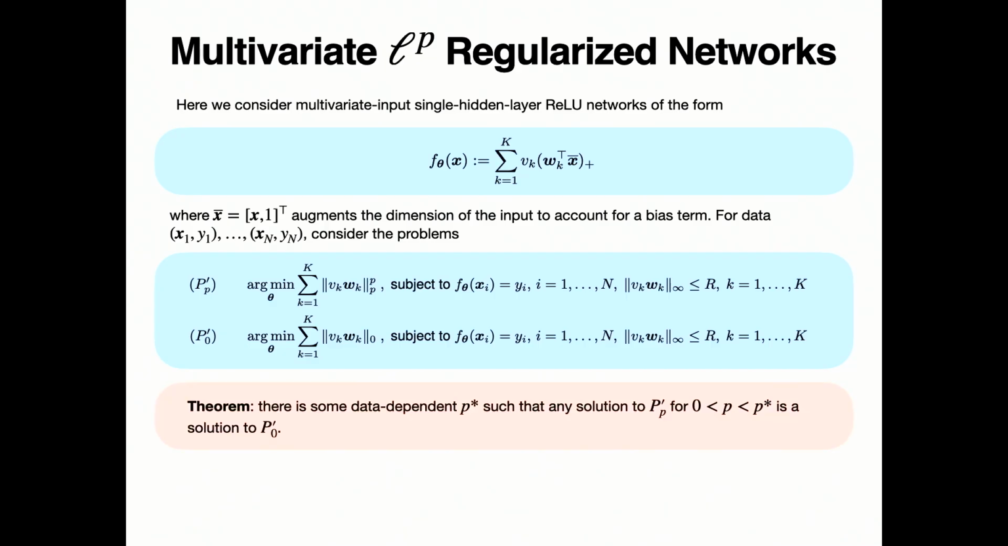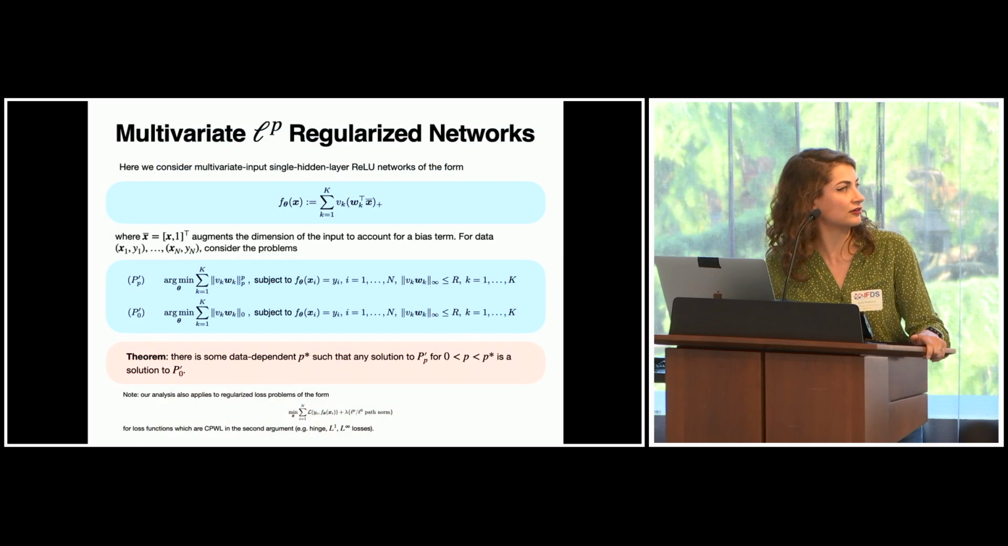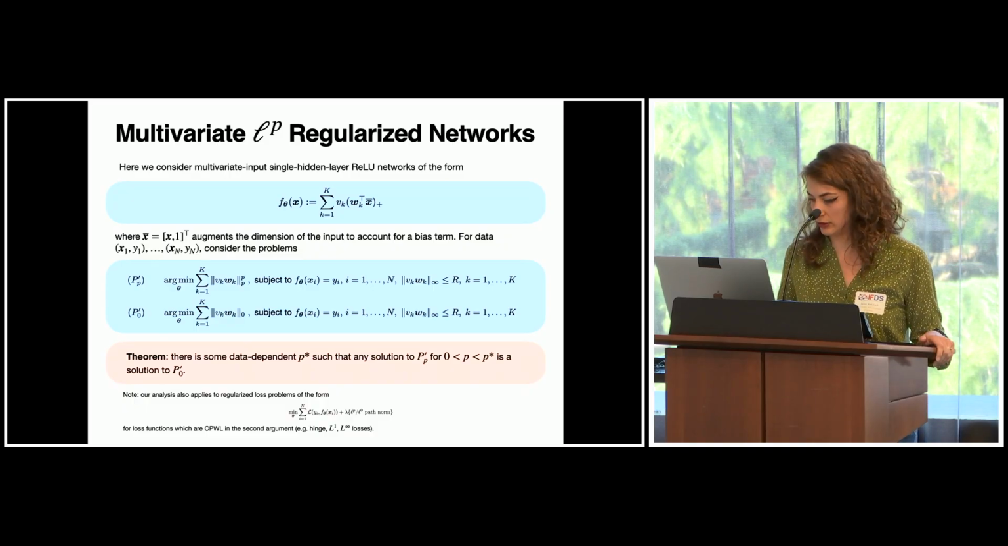But if you look at these two problems, you can prove an analogous sparse recovery result, which is, again here, there's a threshold below which minimizing the LP problem is guaranteed to give you a solution to the L0 problem, a sparsest solution. And you can also extend this, instead of just interpolation, to regularized loss functions, as long as the loss function is continuous piecewise linear in its second argument. You could maybe do other loss functions. You probably could too, but it would probably need a different technique. But this exact argument works for hinge loss, L1 loss, or L infinity loss as well.